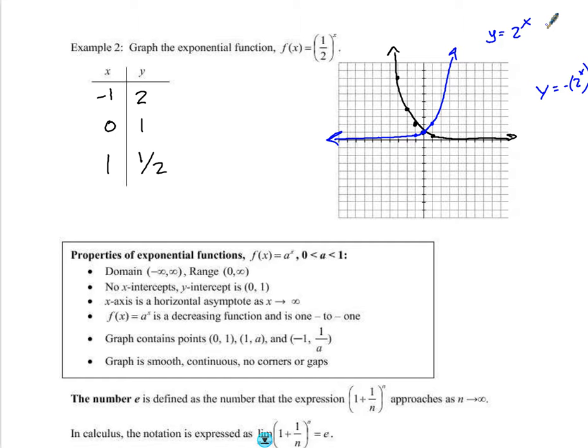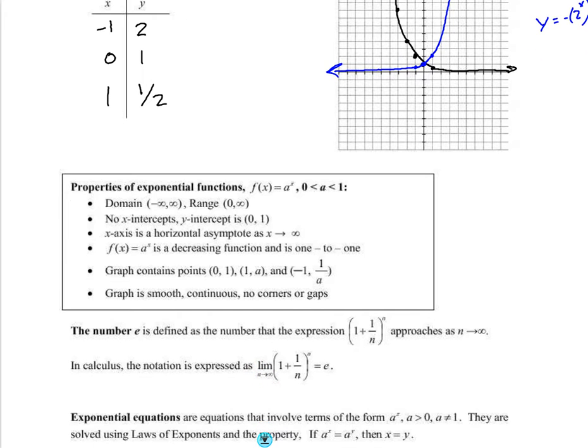So here we have the same type of exponential function, but here where a is between 0 and 1, meaning a is a fraction, these properties are true.